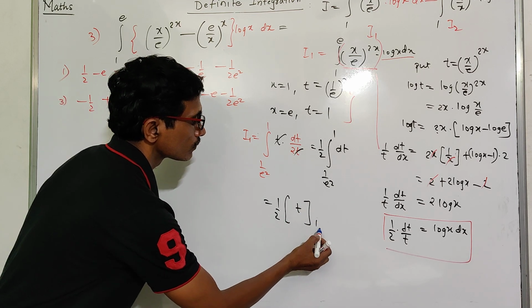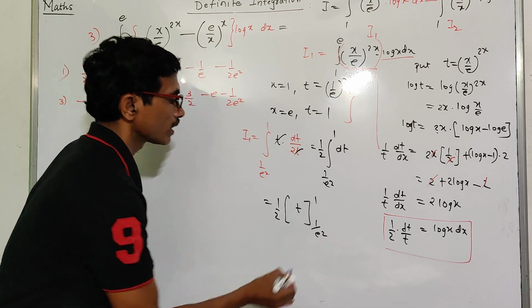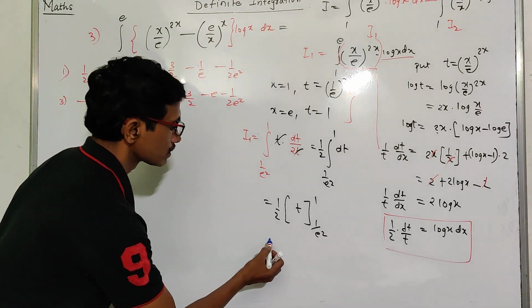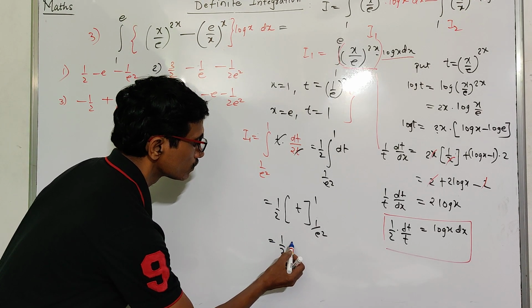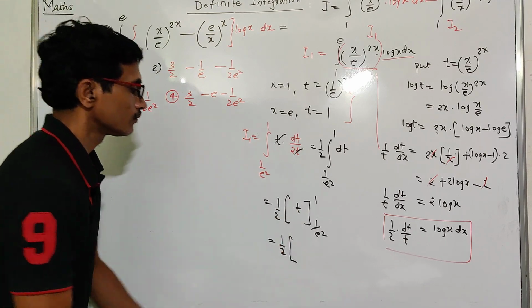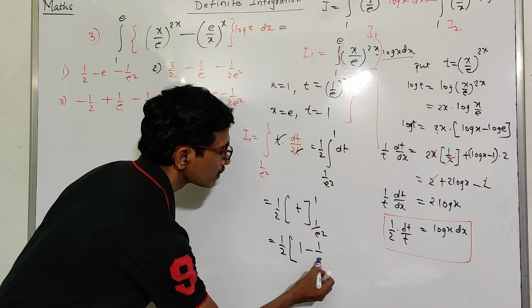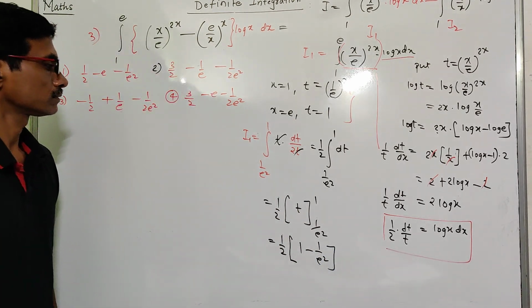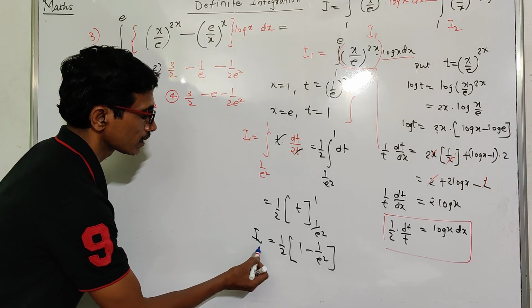Limits are 1 upon e square to 1, which is 1 upon 2 times upper limit 1 minus 1 upon e square. That is our I1 integral. I1 is this.